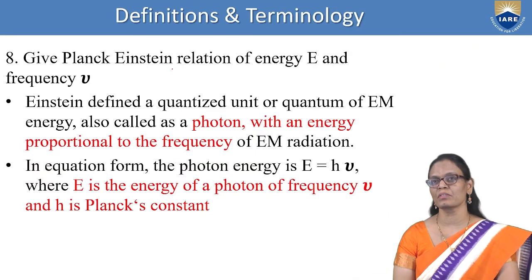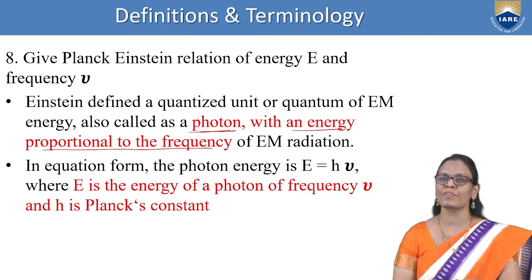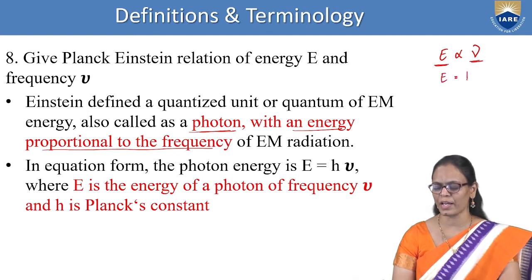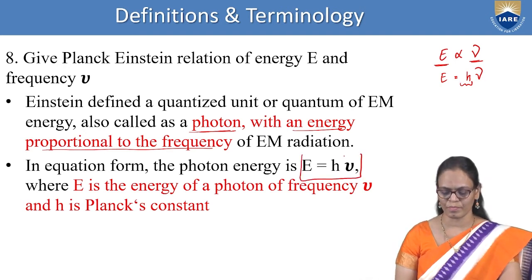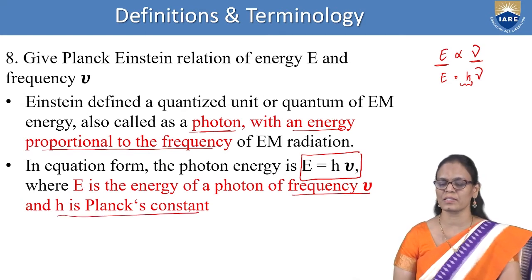Now give Planck-Einstein's relation of energy E and frequency nu. Einstein defined a quantized unit, or a quantum of electromagnetic energy, which is called a photon. The energy of this photon is proportional to the frequency of the radiation. So the energy always depends upon the frequency. E is proportional to nu. We can remove the proportionality sign and put a constant, and that constant is h. This gives us the relation between energy and frequency: E is equal to h nu. E is the energy of the photon of frequency nu, and h here is Planck's constant. It is named after the scientist Planck as Planck's constant.